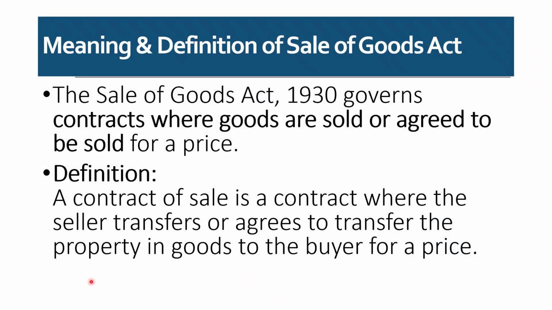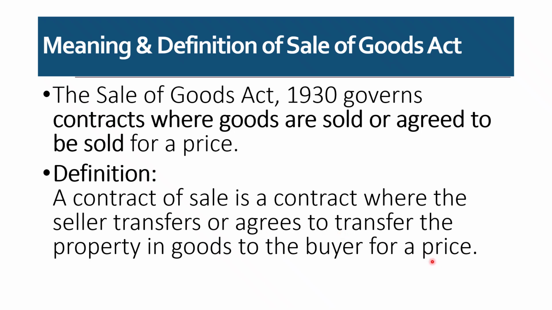The Sales of Goods Act 1930 governs contracts where goods are sold or agreed to be sold for a price. This means the act applies only when two conditions exist together. The first condition is there must be goods, and the second one is there must be a sale or agreement to sell the goods. The act defines a contract of sale as a contract where the seller transfers or agrees to transfer the ownership of goods to the buyer for a price.